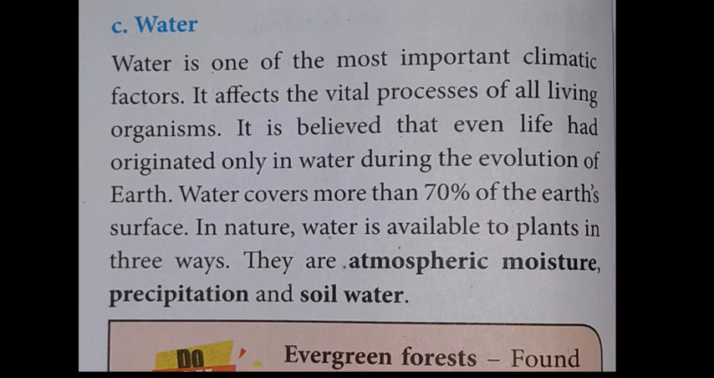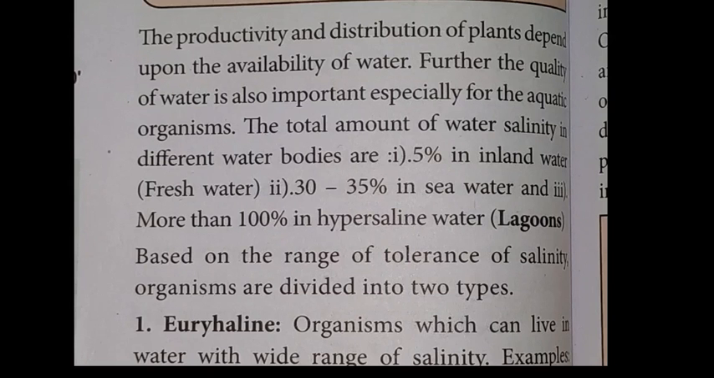It is believed that life originated only in water during the evolution of Earth. Water covers more than 70% of the Earth's surface. In nature, water is available to plants in three ways. They are atmospheric moisture, precipitation, and soil water. The productivity and the distribution of plants depend upon the availability of water. Further, the quality of water is also important, especially for aquatic organisms.